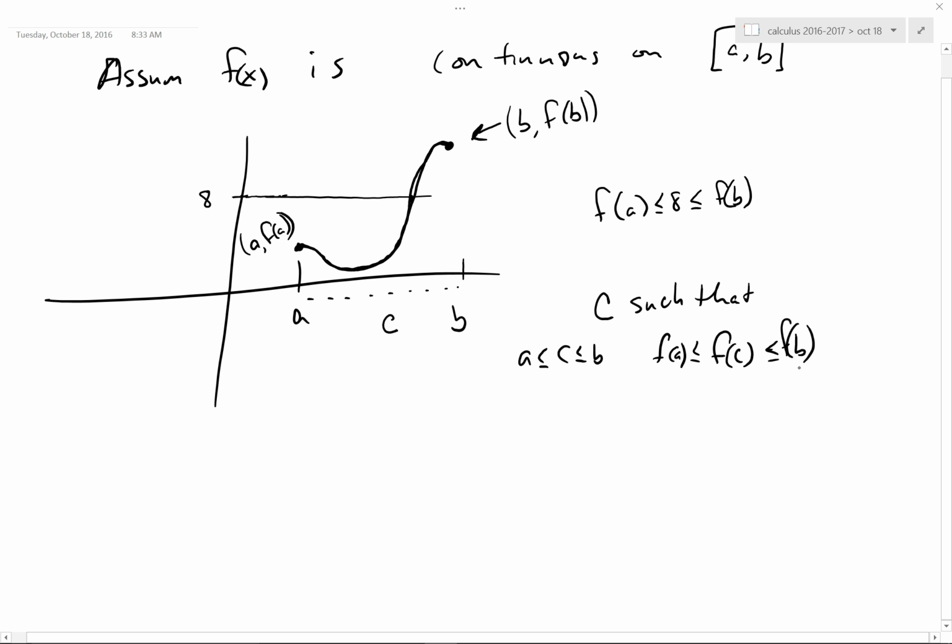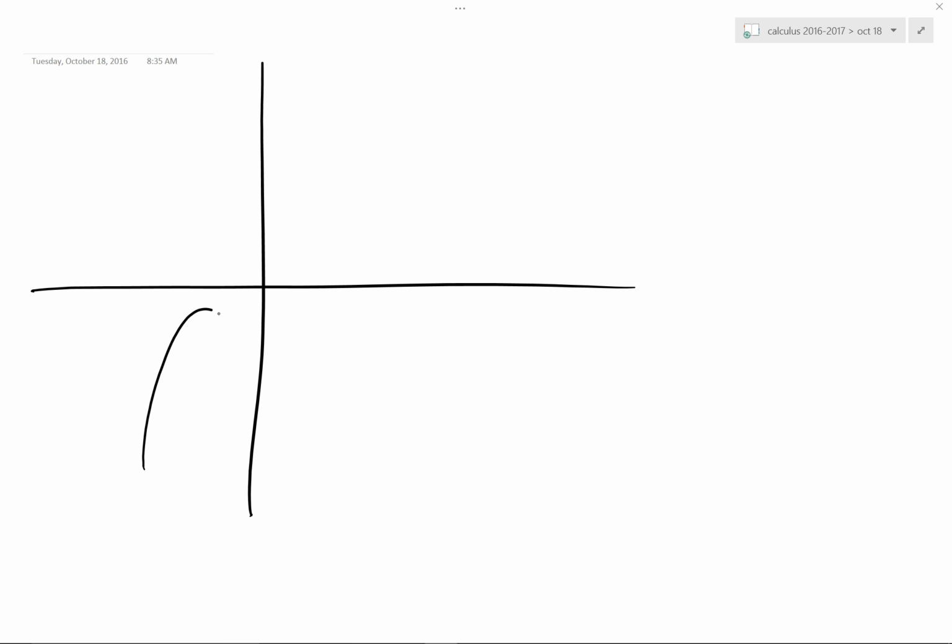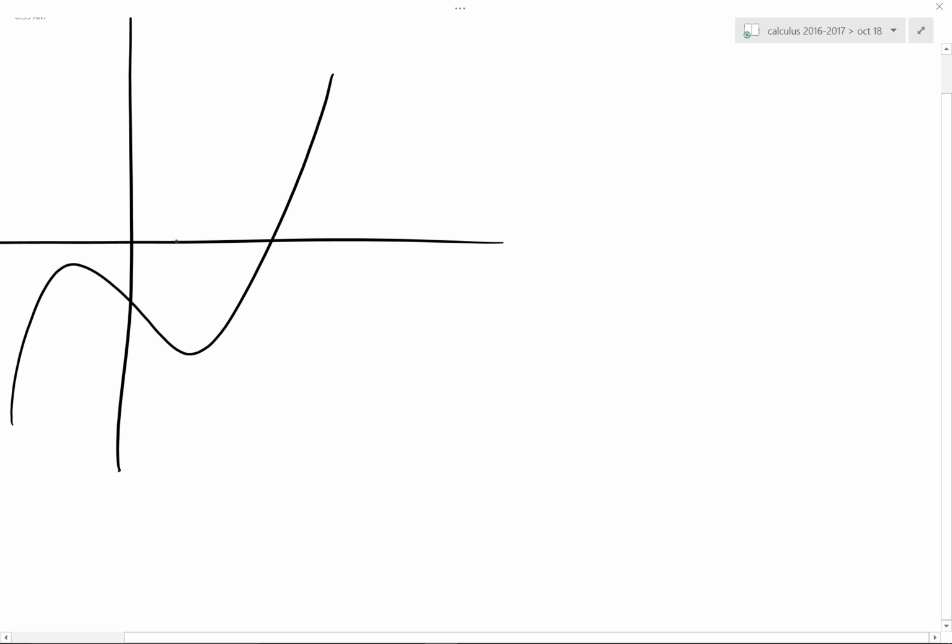Now, why do I care? Why do I know about that? Well, here's where it comes into play. If you see this graph, like so, right there, sure looks like there's a 0 right there. It sure does. And so I know that f of 3 is positive, and f of 2 is negative, and this function's continuous. It's some kind of an x cubed minus something function, or something along those lines.